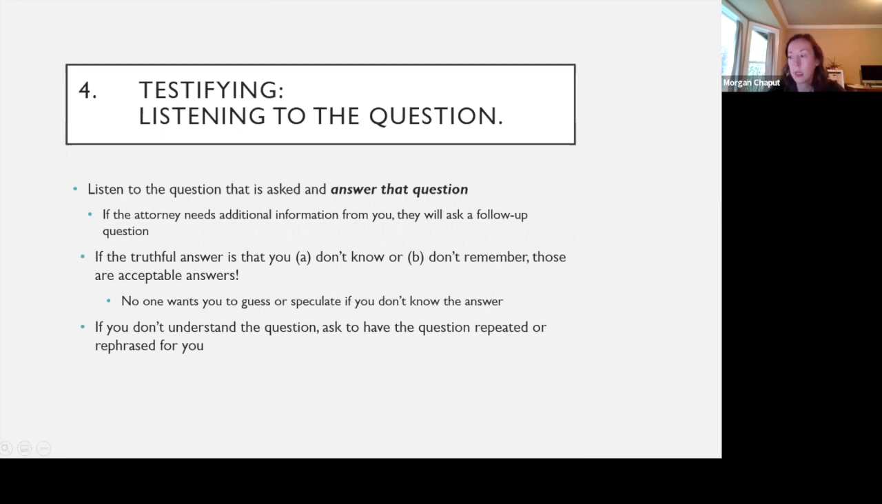If you don't understand a question, please ask to have the question either repeated or rephrased for you. Generally speaking, if you answer the question, we'll assume that you understood it and responded appropriately. So as an attorney, I know I ask horrible questions. They are compound, they are confusing, they don't make a lot of sense. I am not alone in that. So really, if the attorney asks a question and you're just scratching your head, you have no idea what they are asking, please ask them to repeat it or rephrase it. They have to do that for you.